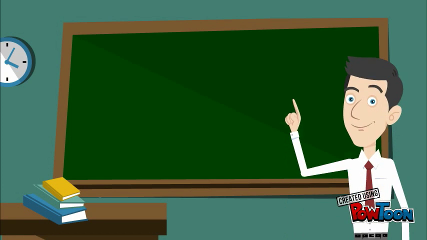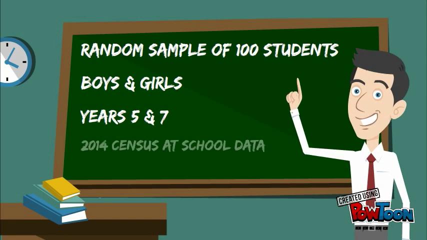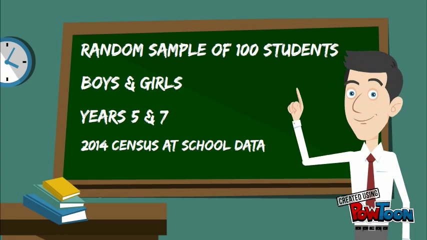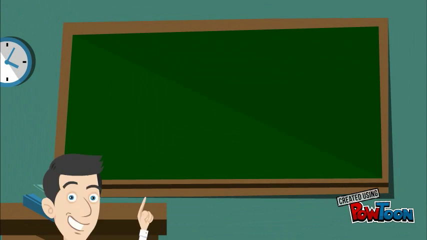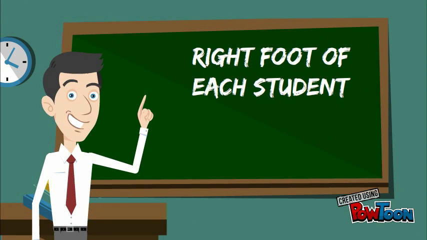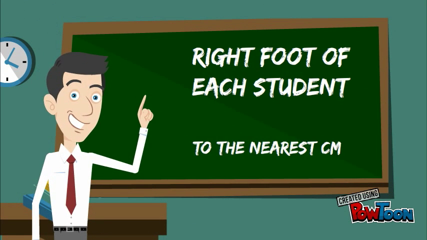I asked for a random sample of 100 students of both boys and girls in Year levels 5 and 7 from the 2014 Census of School data. It is important to note that only the right foot of each student was measured, and it was measured to the nearest centimetre.